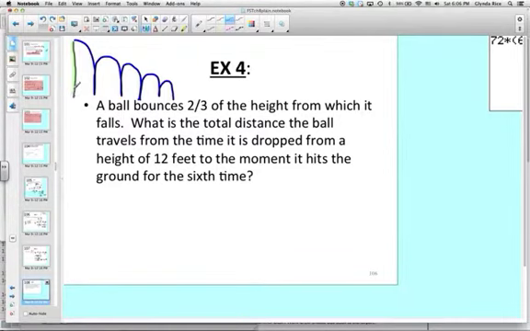We know this distance is 12 feet. It just flat went 12 feet. So this is 2/3 of 12 feet. 2/3 times 12 is 8. 2/3 times 8, punch it in to find out.